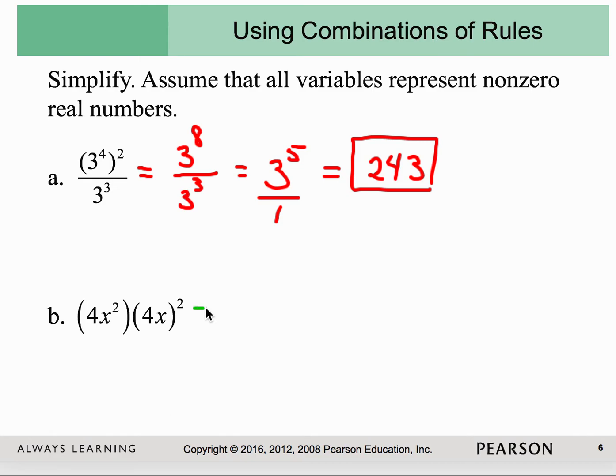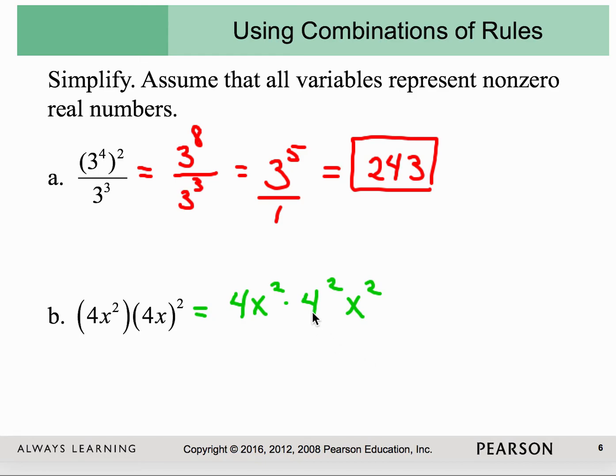Okay, first of all, there's nothing inside the parentheses to do. This one, there's no reason that's even in parentheses. But this one, this 2 has to go on that 4 and on that x to get rid of the parentheses.